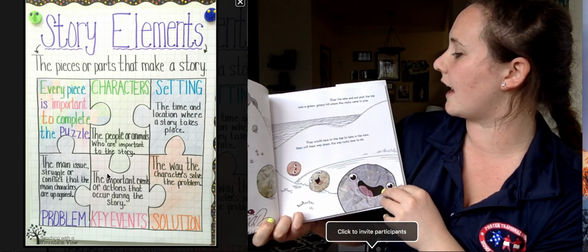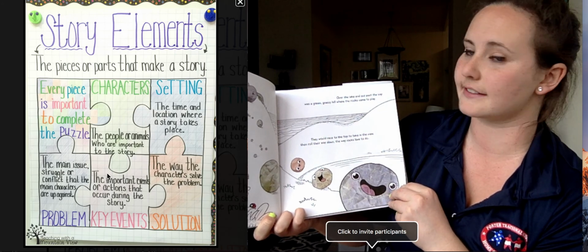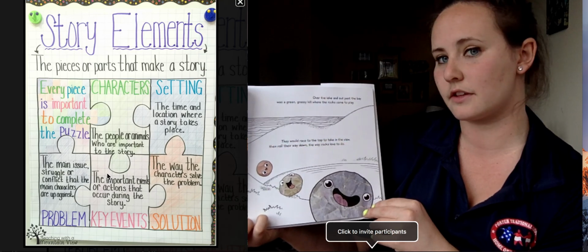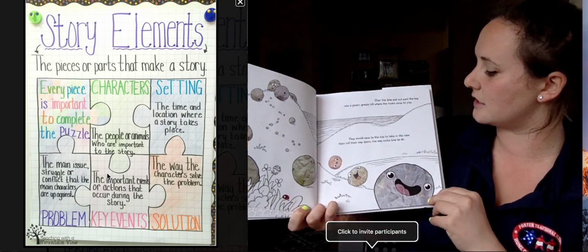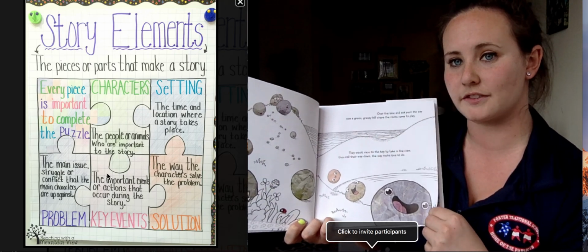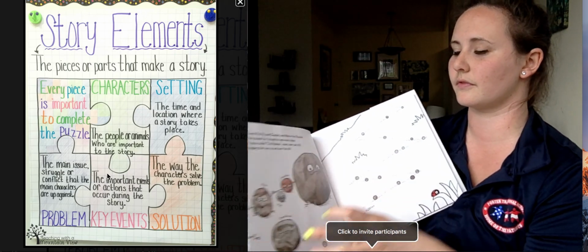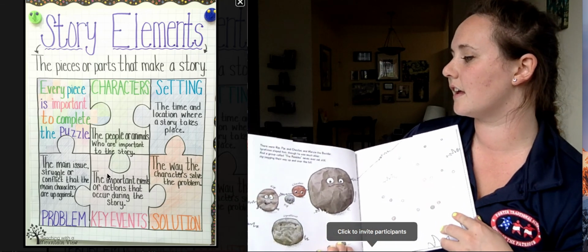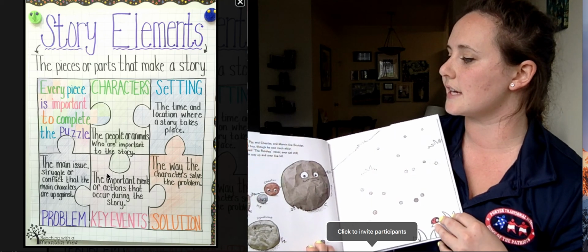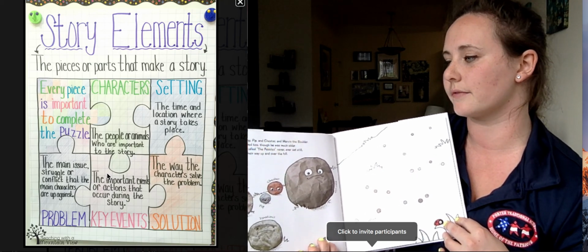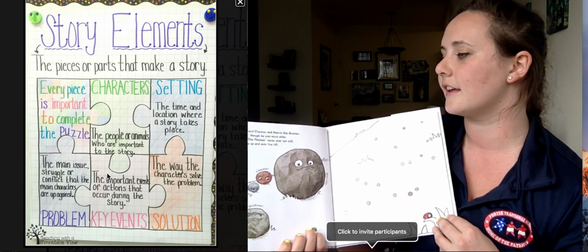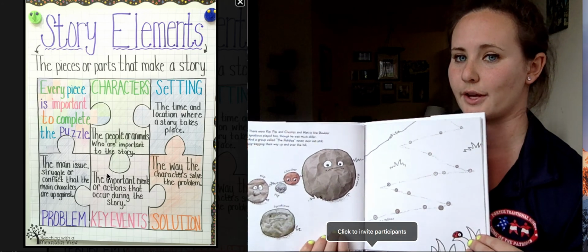Over the lake and out past the bay was a green grassy hill where the rocks came to play. They would race to the top to take in the view, then roll their way down. The rocks would love to do. There was Kip, Pip, and Chester, and Marvin the Boulder. Ignatius played too, though he was much older. And a group called the Pebbles never ever sat still, zigzagging their way up and over the hill.